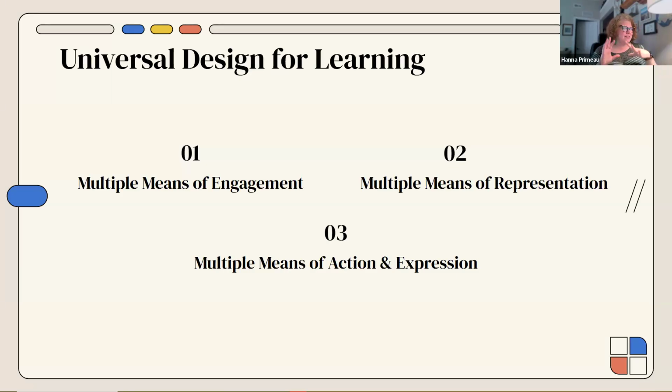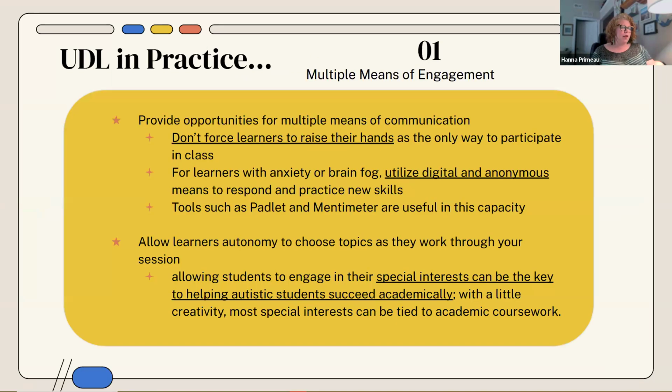UDL encompasses 3 pieces of this puzzle. It is multiple means of engagement, multiple means of representation, and multiple means of action and expression. And these principles lean on flexibility. It's flexibility in how learners get to interact with that learning process, have their own autonomy in that learning process, and finally, that flexibility in the methods that information is actually shared with them from their instructor. And we're going to dive straight into some recommendations that we have for how to approach this.